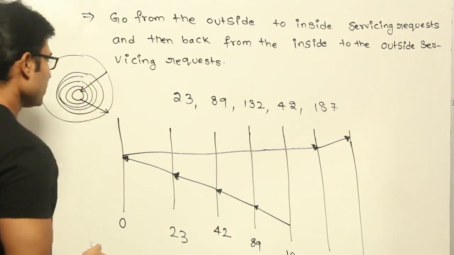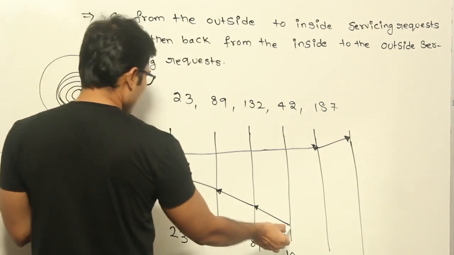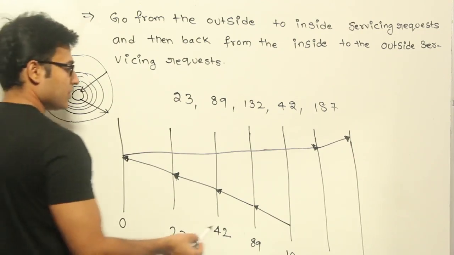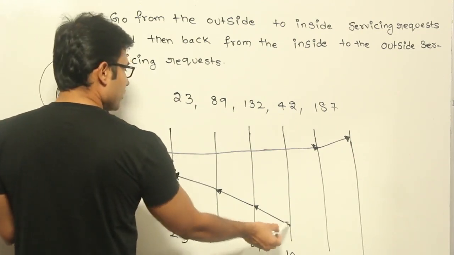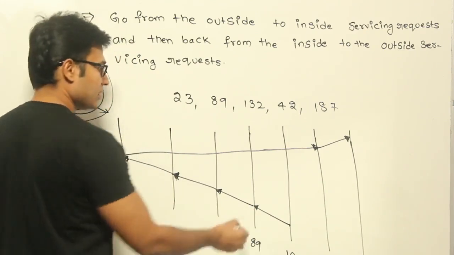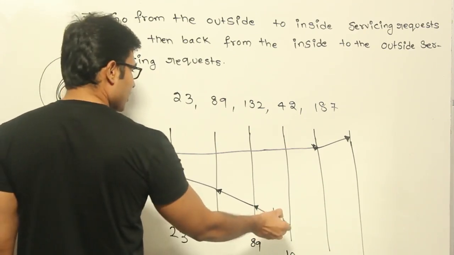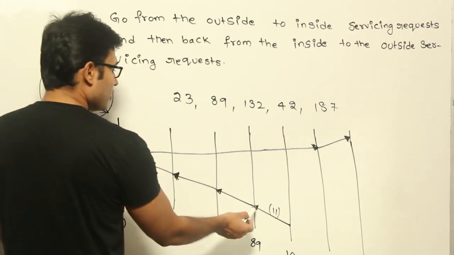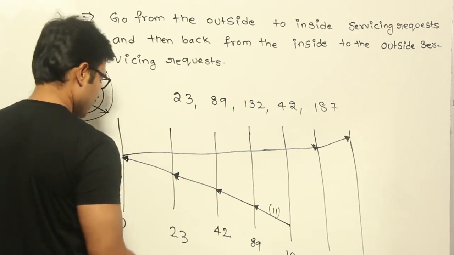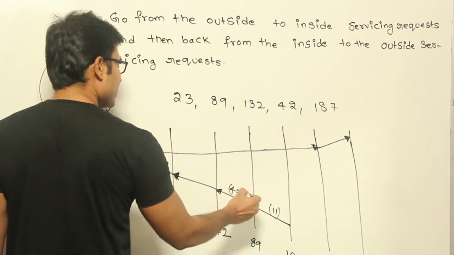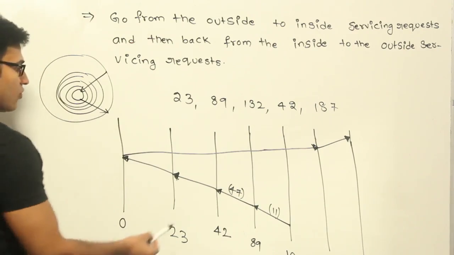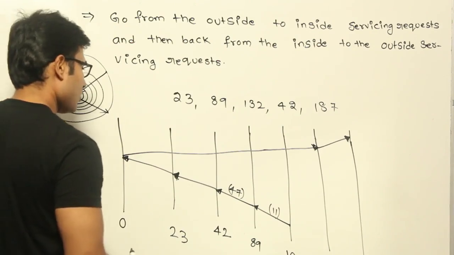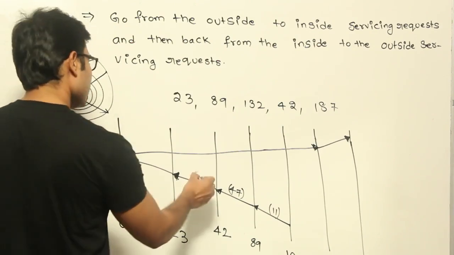Right? How is it going to happen? From 100 we are going to move towards 0, and on the way wherever you have a request you are going to service it. If you observe, while moving from 100 to 0, the first request that I will come across is 89, therefore service it. The number of disk movements required here is 11, or the number of cylinders that I have to cross is 11. And from 89 while going to 0, the next one on the way is 42, so service it. The number of cylinders that I have to cross is 47. And from 42 the next one that I come across is 23, right? And the number of disk movements is 19 in this case.